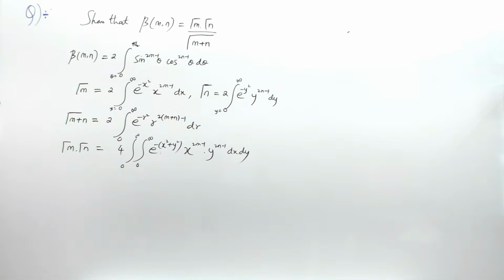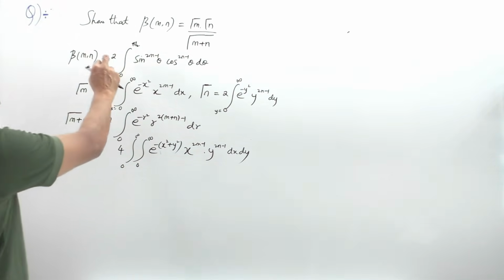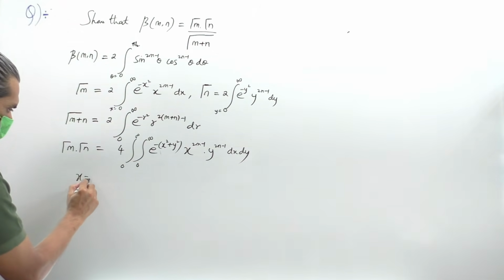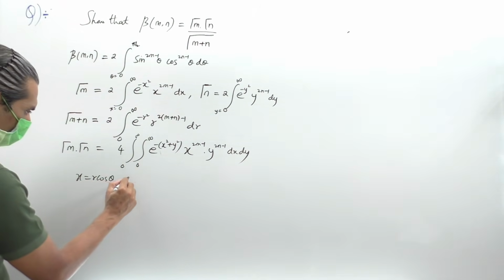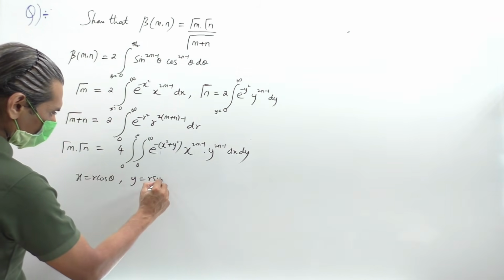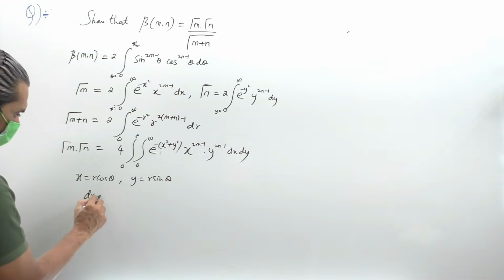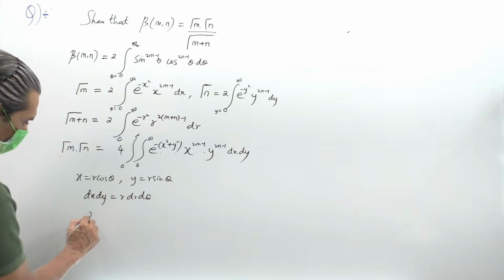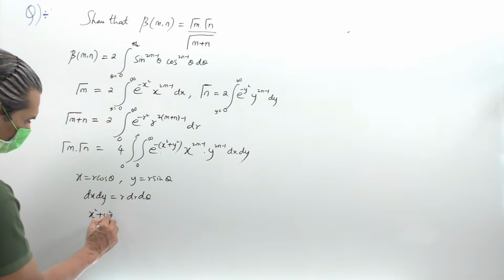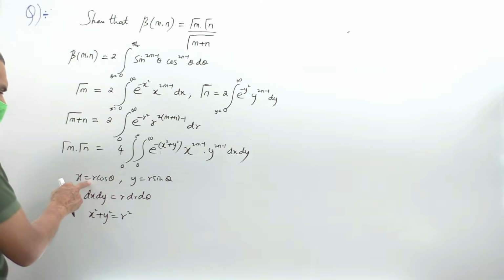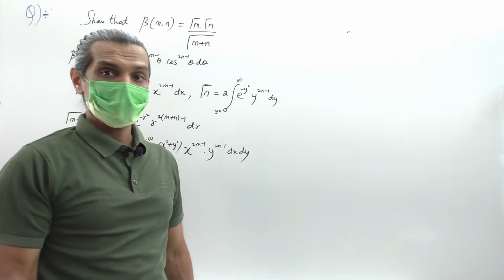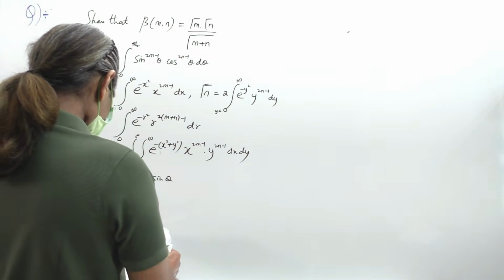Now I can better solve this using polar coordinates. Why? Because we have beta m comma n in polar. So for converting to polar, always x is equal to r cos theta and y is equal to r sin theta. Then dx into dy will be r dr d theta, and also x square plus y square will be what? R square. Why? Because x square plus y square is r square cos square theta plus r square sin square theta, which is nothing but r square into 1. That's why. Okay, so we have this now.